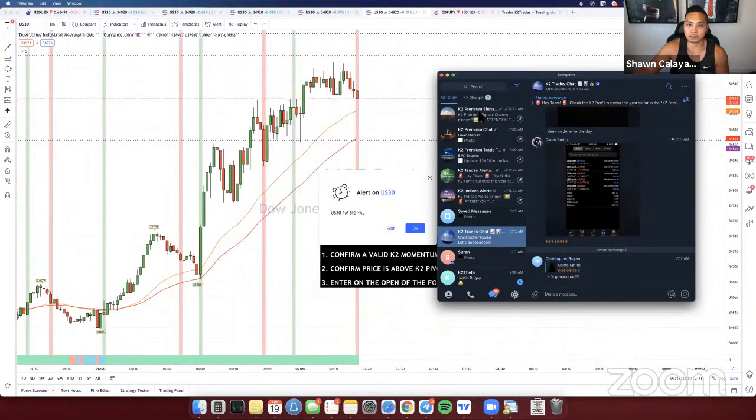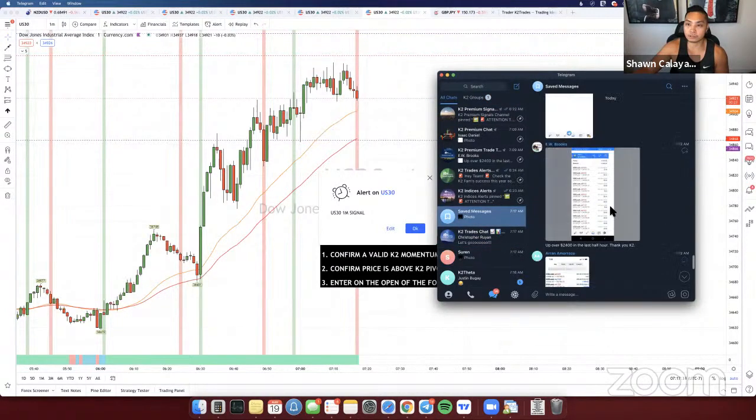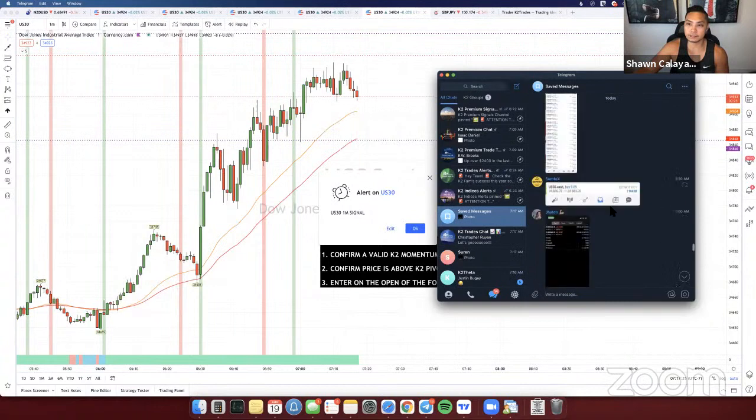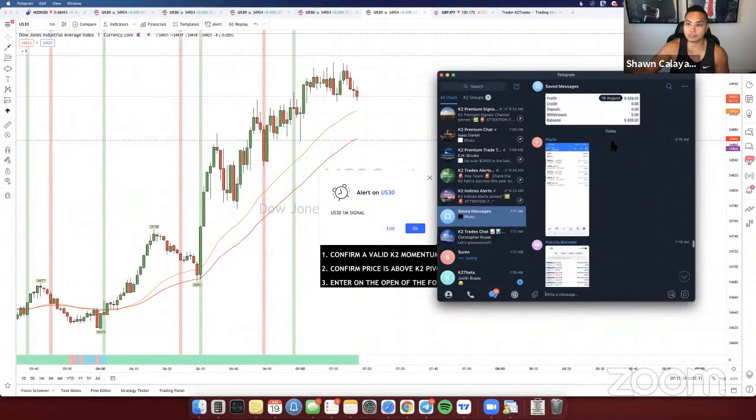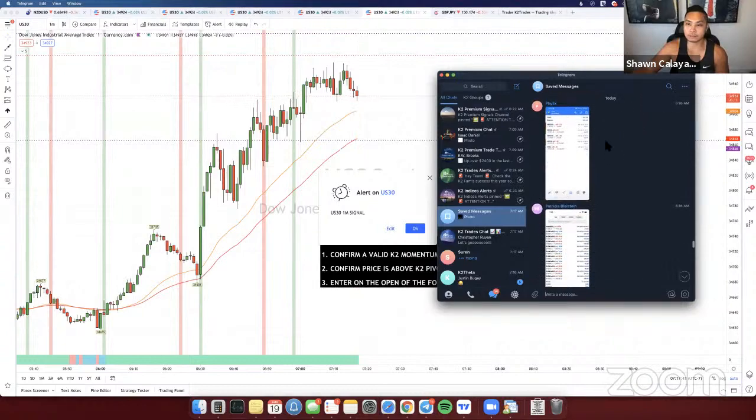Yeah, let me see if there's anything else here. So I was going to look over the profits. Scrolling up over here, you guys can see the timestamp right above here. As you can see, it says today right here. The first profit was from Felix.